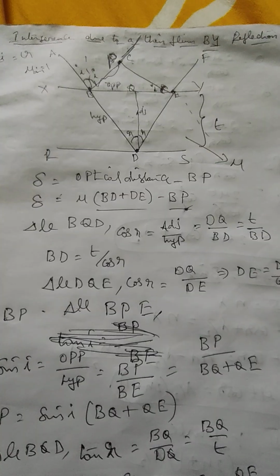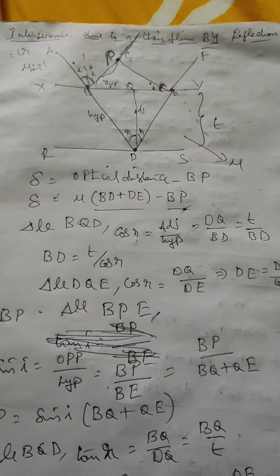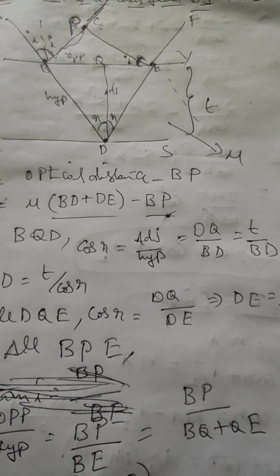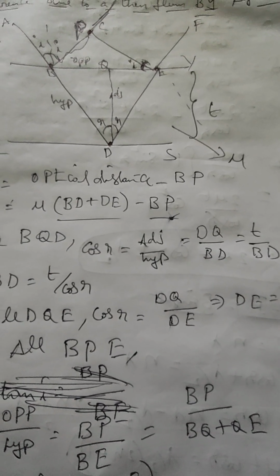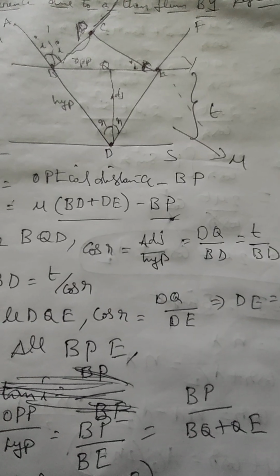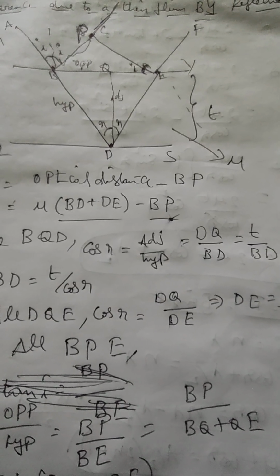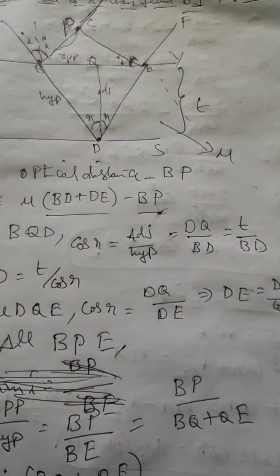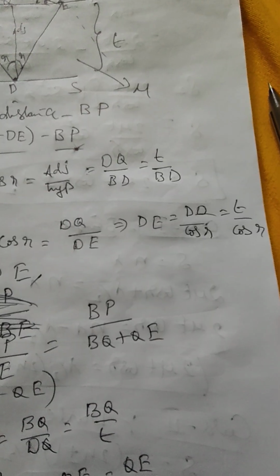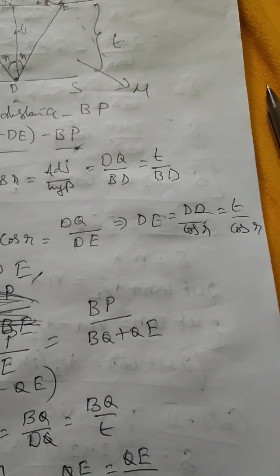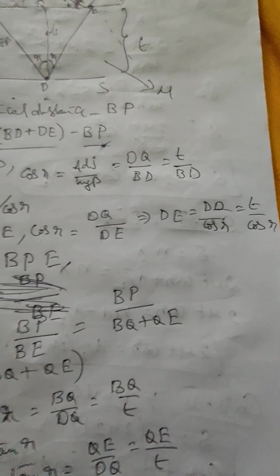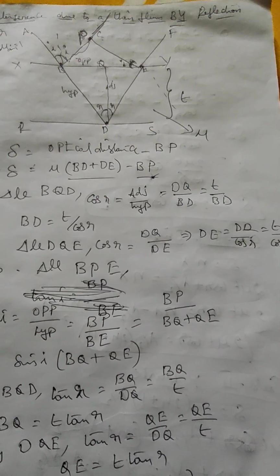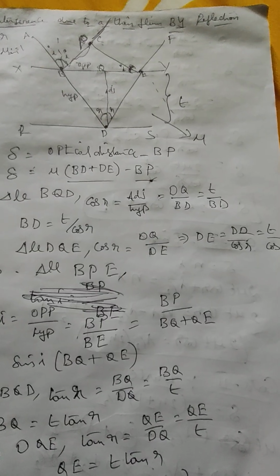Similarly, we have to calculate the DE value. Consider the triangle DQE. How to determine the value of DE? We choose the same angle: cos r is equal to adjacent side by hypotenuse, that is DQ by DE. We know the value of DQ, that is t, the thickness of the film. So DE is t by cos r. Then we get the values of BD and DE.